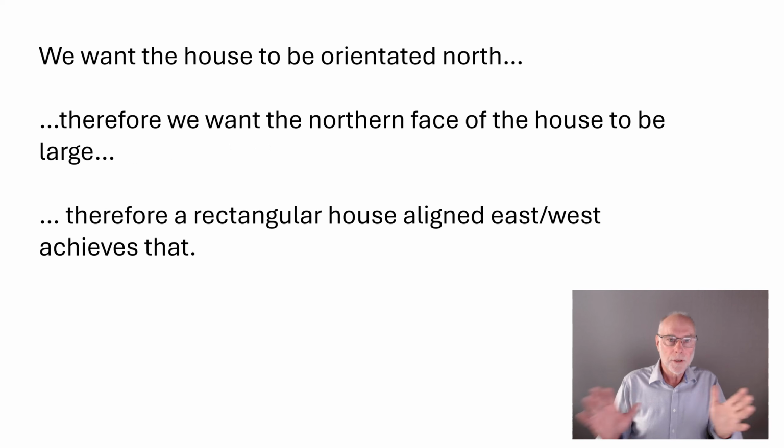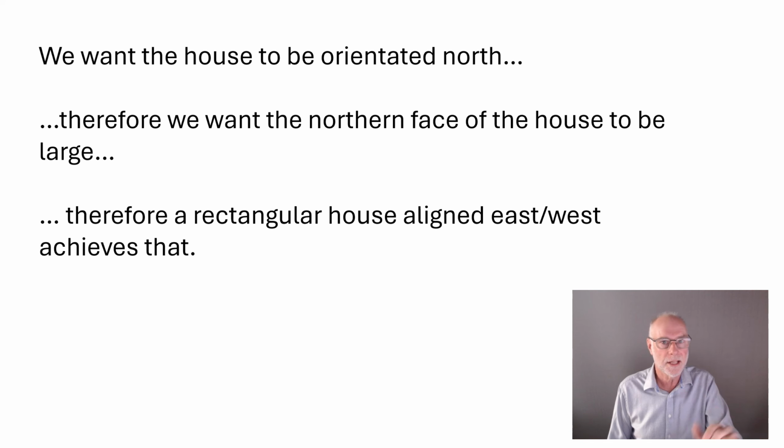So we've seen in earlier videos that we want the house to be orientated north. We want the face of the house that looks north to have lots of windows on it. That's so we can get that winter sunshine in to warm the house. So we therefore want the northern face of the house to be large. You can't fit lots of windows into a wall which is only small, can you? You need to have a large wall on that side. Therefore, a rectangular house that is aligned east-west achieves that.